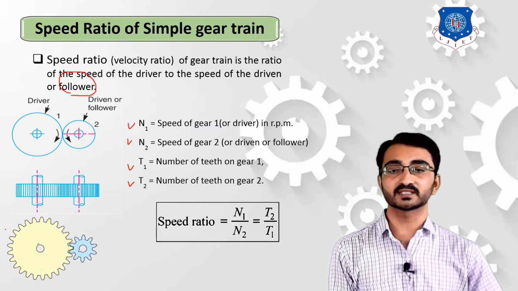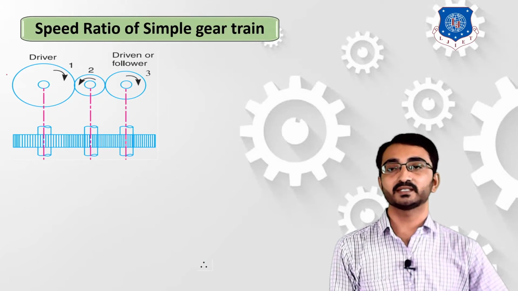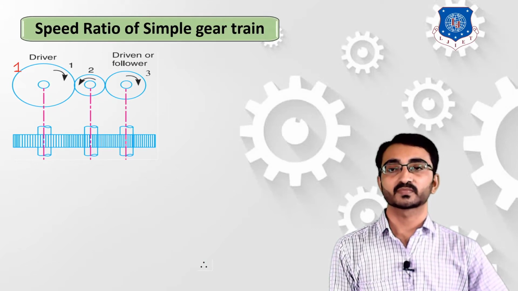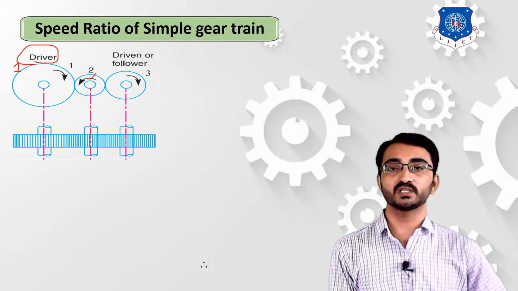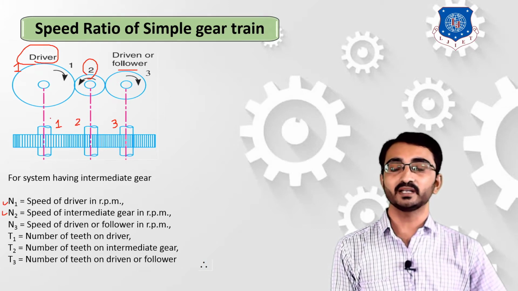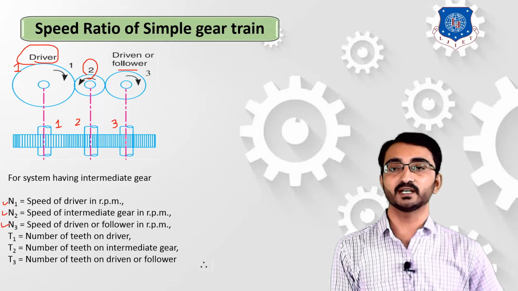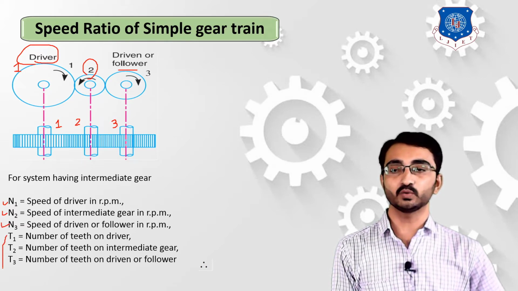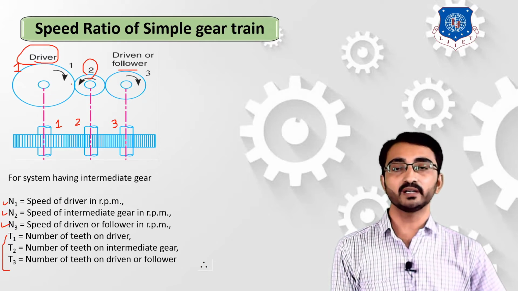Let's consider one more assembly containing 3 gears. Here you can refer to gear 1, which is known as the driver gear. This driver gear is connected with gear 2, and gear 2 is connected with the driven, or follower, gear. Let's consider N1 as the speed of the driver, gear number 1, N2 as the speed of gear 2, and N3 as the speed of gear 3. Similarly, T1, T2 and T3 are the respective numbers of teeth on gears 1, 2 and 3.